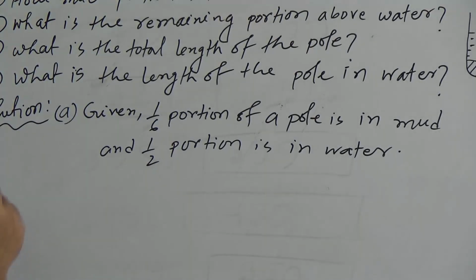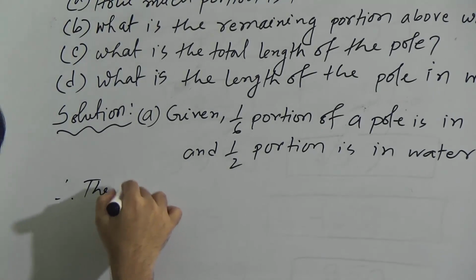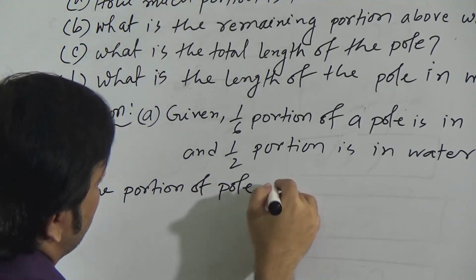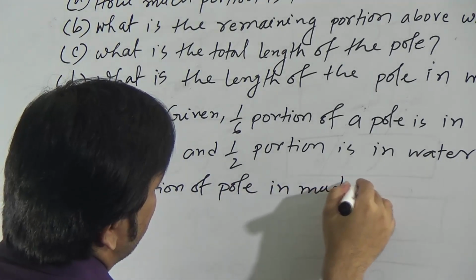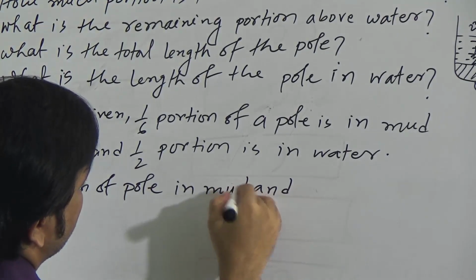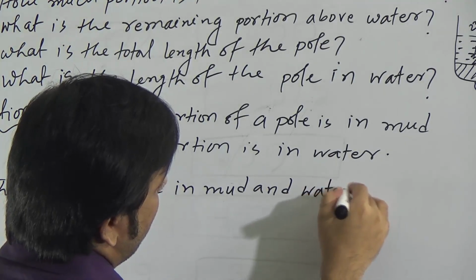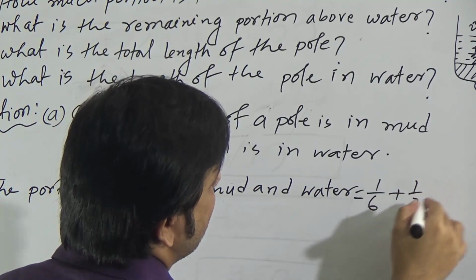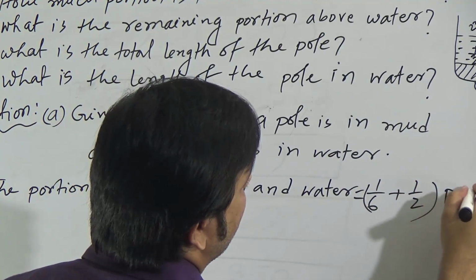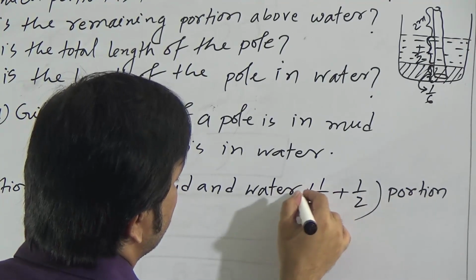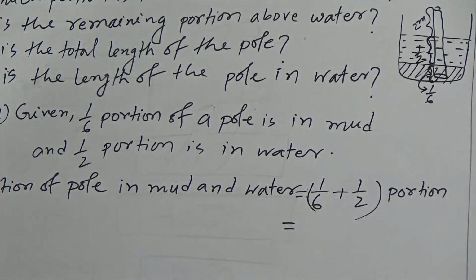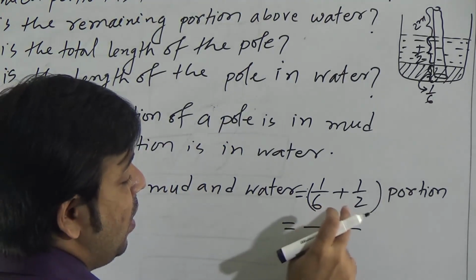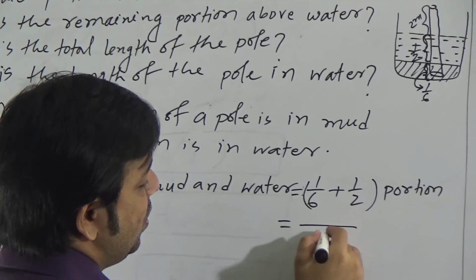So we can write, therefore, the portion of the pole in mud and water. It means that we have to add 1/6 and 1/2. This will be the portion. So this is simple addition of fractions. Dear students, now you have to do the LCM of 6 and 2. LCM of 6 and 2 is 6.